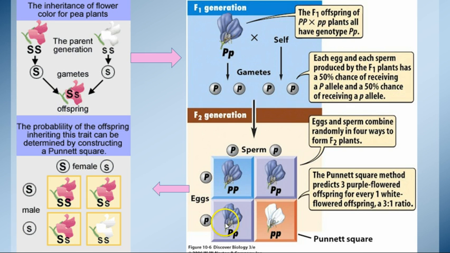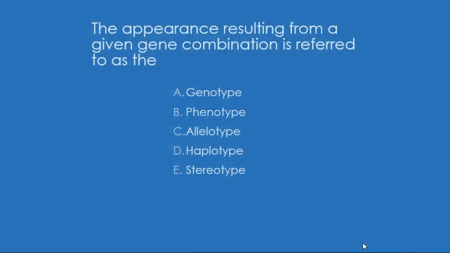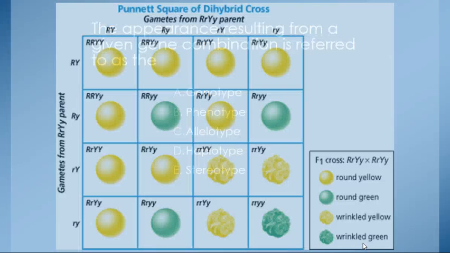What you are looking at, by the way, this drawing of this chart is called a Punnett square, okay? And we're going to be using them a lot. So, the appearance resulting from the given gene combination, or genotype, is referred to as the genotype, phenotype, allelotype, haplotype, or stereotype. It is phenotype. The genotype is the gene combination. The appearance is the phenotype, okay?